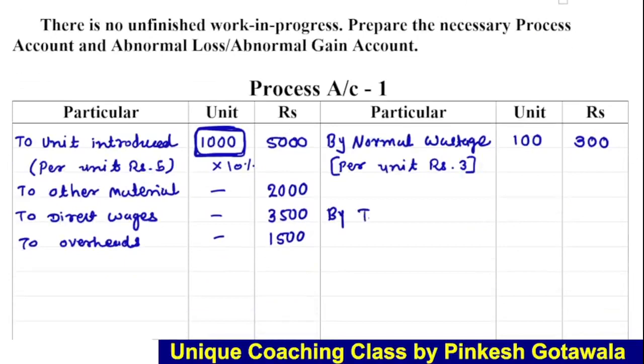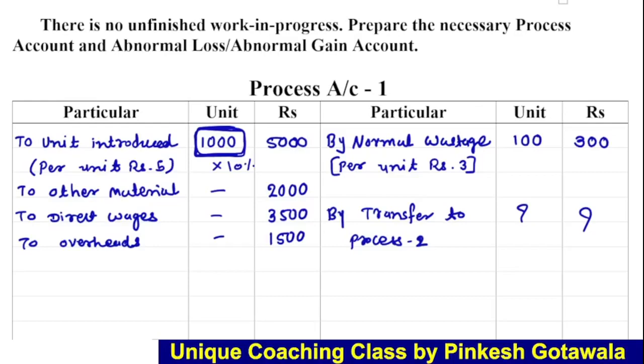Directly we should transfer to process B. That's it, process 2. Okay, close the account. Whatever difference you get, transfer to process 2. So it's very simple. If actual production is not given, just close the account and transfer to the next process.